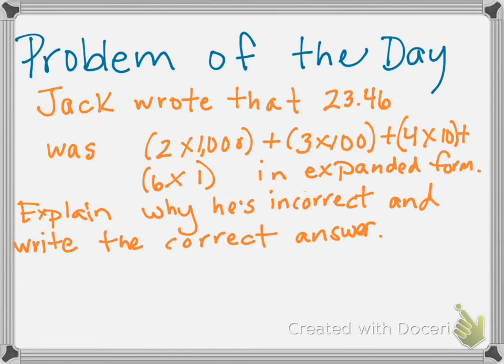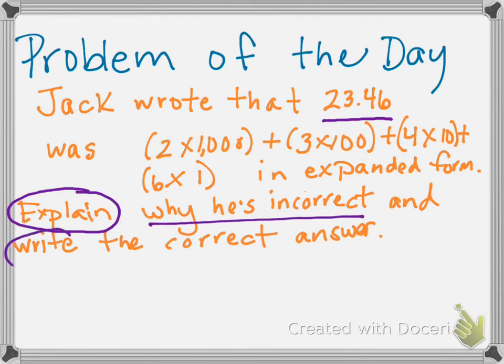So, Jack wrote that 23 and 46 hundredths was 2 times 1,000, 4 times 100, plus 4 times 10, plus 6 times 1 in expanded form. Explain why he's incorrect and write the correct answer. So when you get started on this, you have two things you need to do. You need to explain why he's incorrect, and then you need to write the correct answer. So make sure before you unpause it to hear the answer that you have done both of those things completely and clearly. So go ahead and pause the video now and solve the problem of the day on your whiteboard.